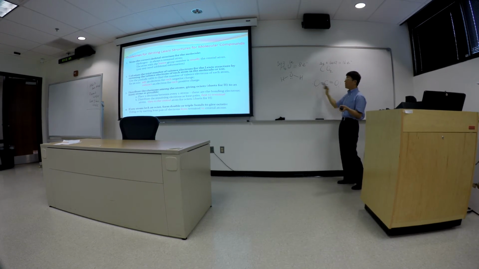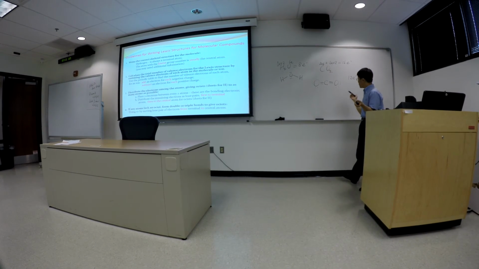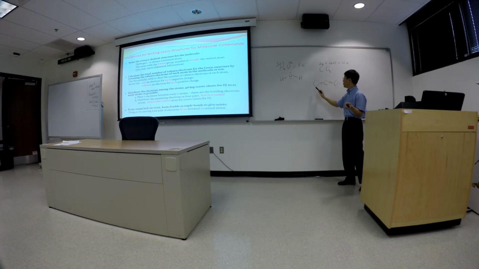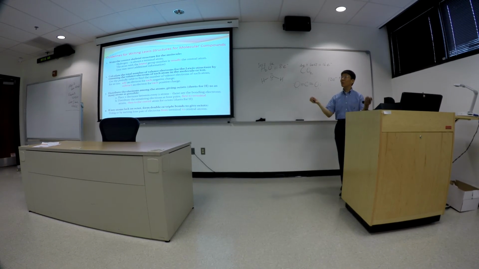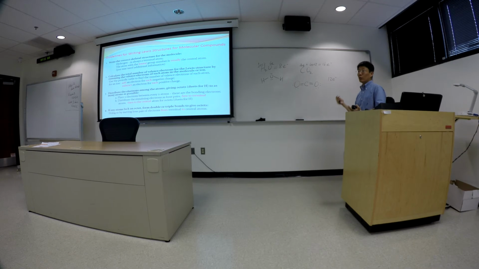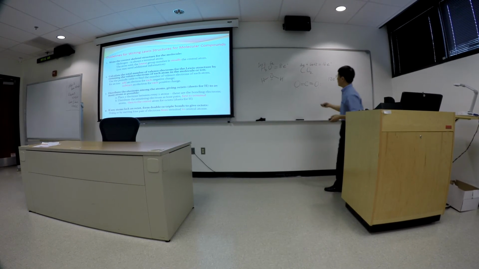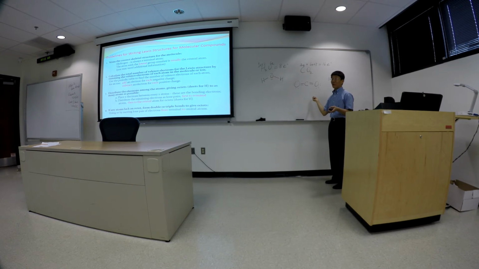In this case, each oxygen still has 8 electrons: 2, 4, 6, 8. 2, 4, 6, 8. And then you look at carbon. Carbon with 2 double bonds has a total of 8 electrons. Carbon is also happy. Now we have the Lewis structure for carbon dioxide.